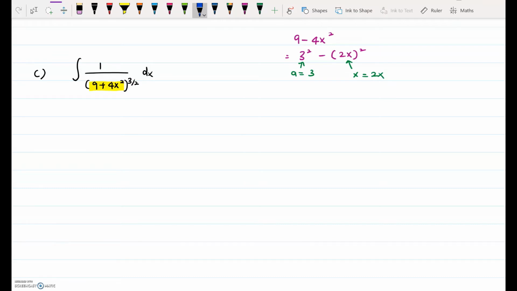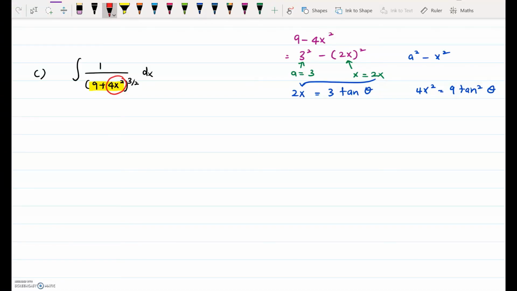Next, since we have the form a squared plus x squared, you will get x equals a tangent theta. So this x is 2x, and a is 3, so 2x equals 3 tangent theta. Now let's see what terms we have in the question. We have 4x squared. If 2x is 3 tangent theta, what will be your 4x squared? Your 4x squared will be 9 tangent squared theta.